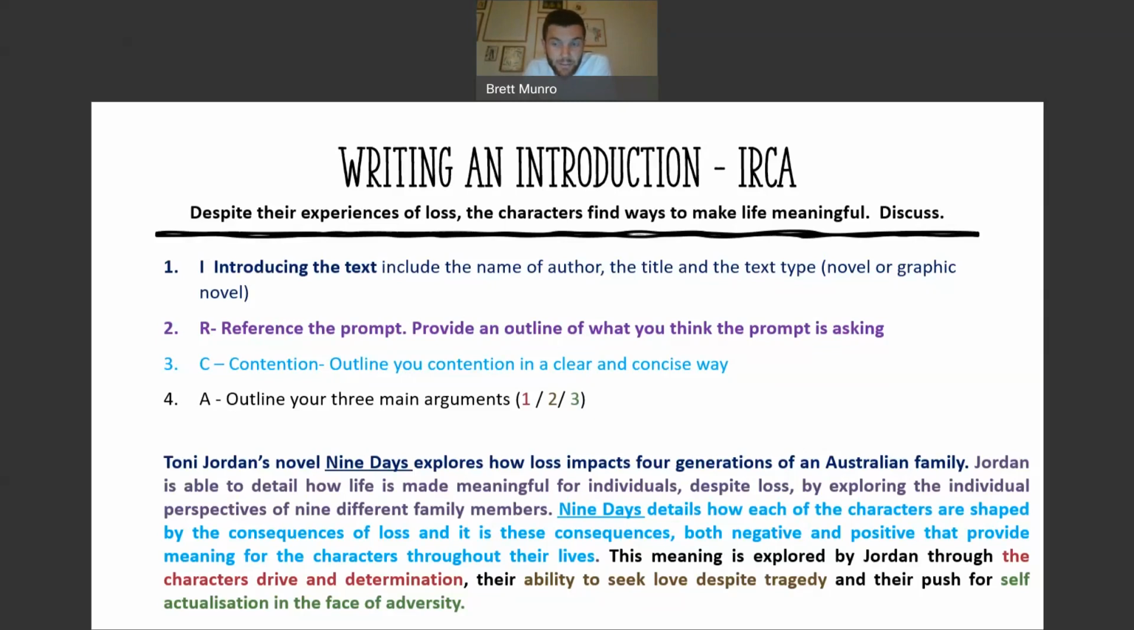It's establishing those key ideas, it's introducing your knowledge of the text, and it's making sure that you have a clear understanding of what the prompt is. So we're going to show you here an example of an introduction, and this is what we're going to be working through. I'd like to stop right now, have a read through the introduction. We're going to go through each of these steps, and this is what we're going to be looking for.